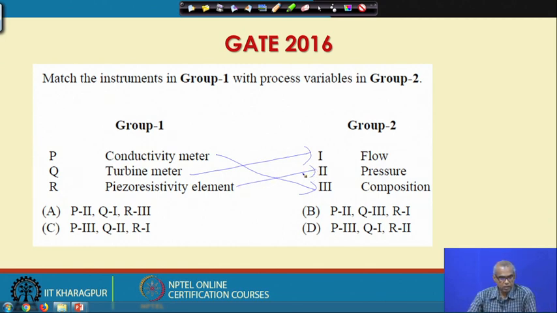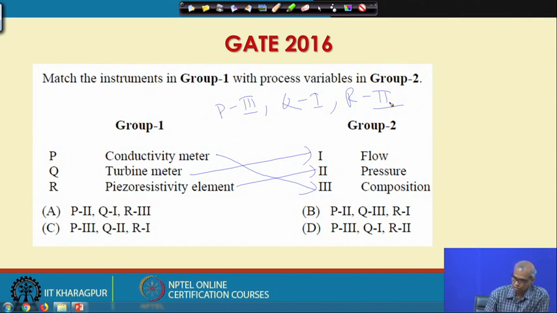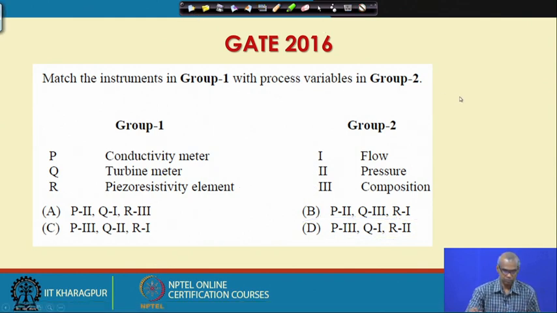So, the correct answer should be P3, Q1 and R2, which is option D. Option D.